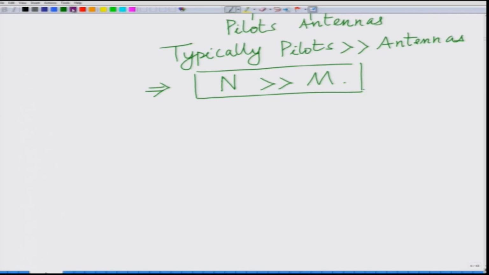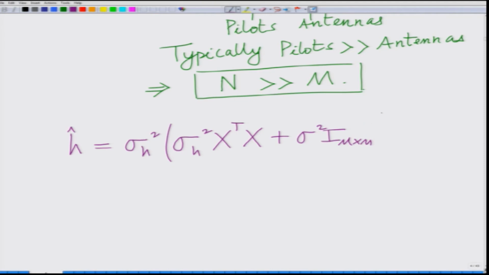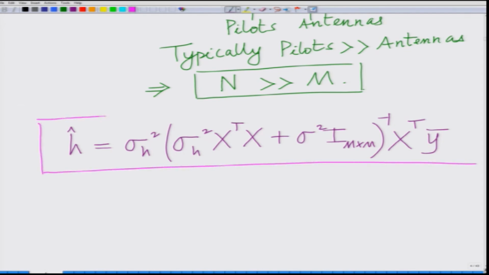So let me again write that down, summarize that. The final channel estimate is h hat equals sigma h square times sigma h square x transpose x plus sigma square identity. This is an m cross m identity matrix, inverse, x transpose into y bar. Okay, so this is the LMMSE estimate.